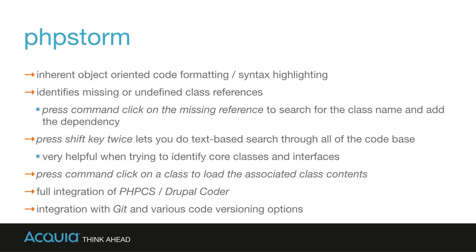We talked about this, but pressing the Shift key twice in PHP Storm lets you do a wildcard search of classes all through the site. Any files that start with Ajax or contain the term Ajax or any other search term you want to try to find. That's really good for trying to find those core classes that I mentioned. Command click on a class loads its associated contents.